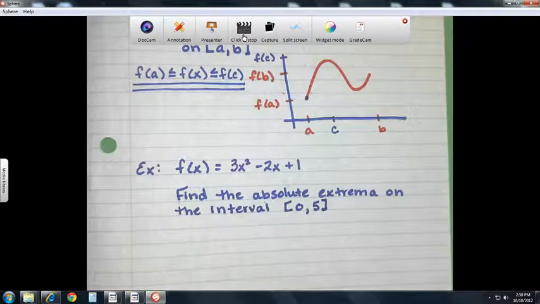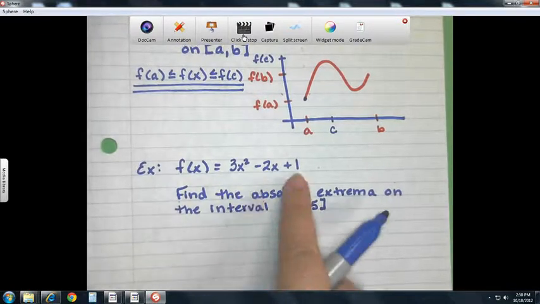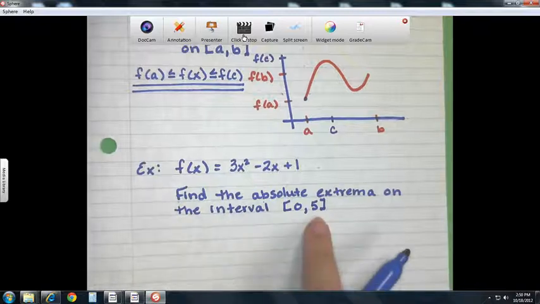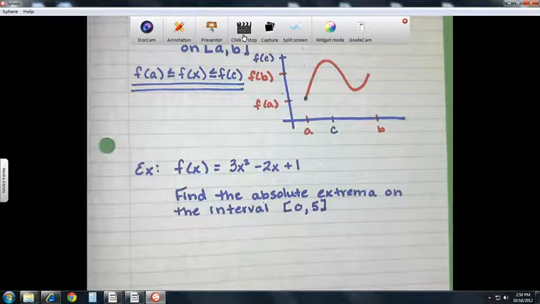So, what is this function? It's a parabola, it's a quadratic, and we're only going to look at the part of the graph between 0 and 5. Because we know what this looks like, we could do some basic algebra and find the extrema, but we're going to use calculus to find it. Okay? So, we do what's called a candidate's test.